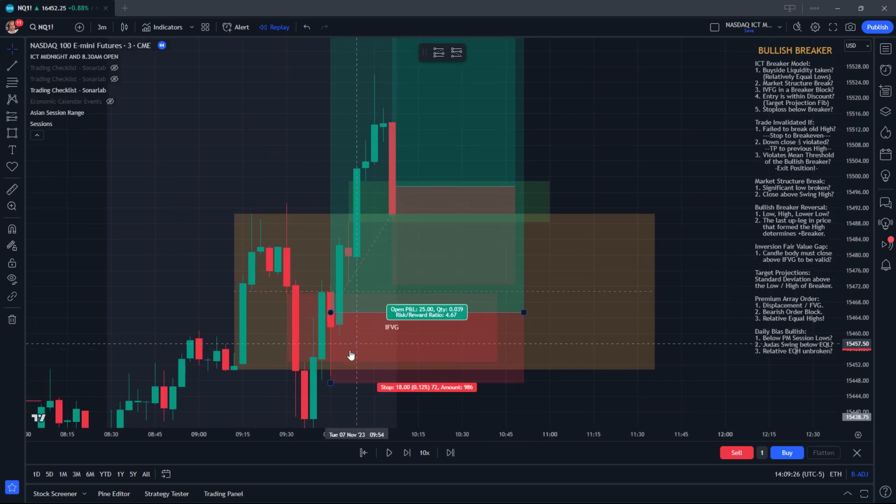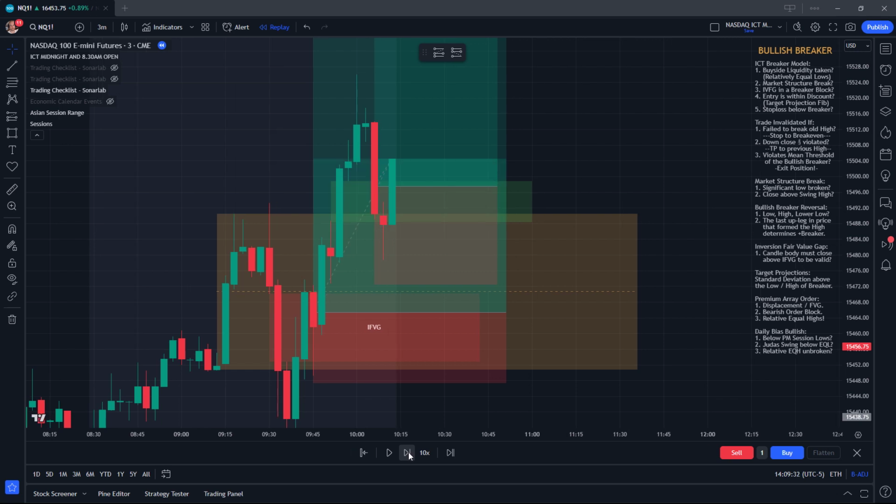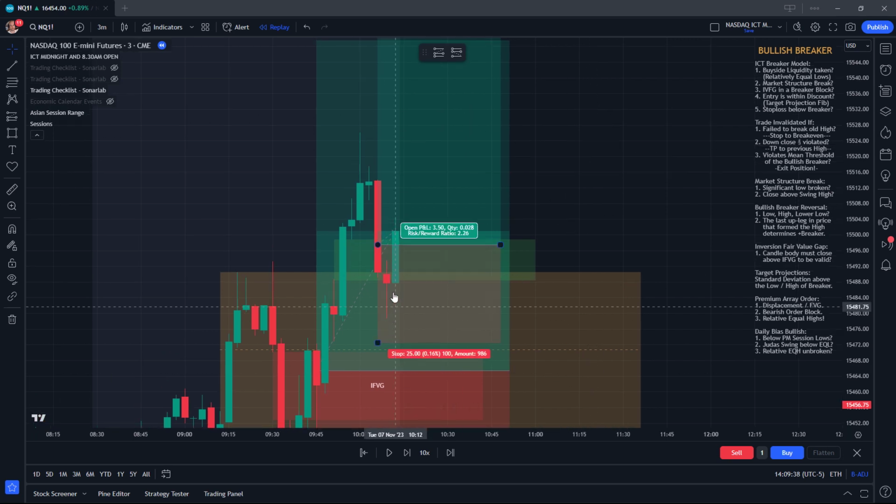So let's pretend we hadn't entered here and we'd entered here instead. See what happens. Price comes down. Yeah, it likes to make that big push through, a big wick under.